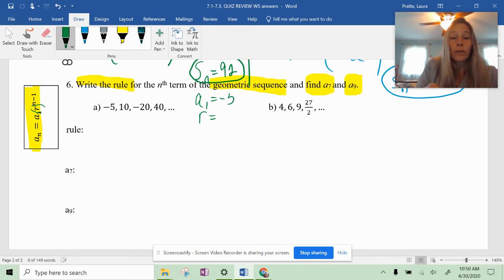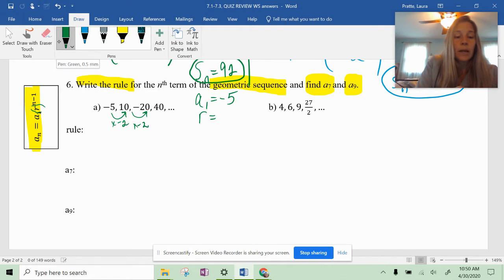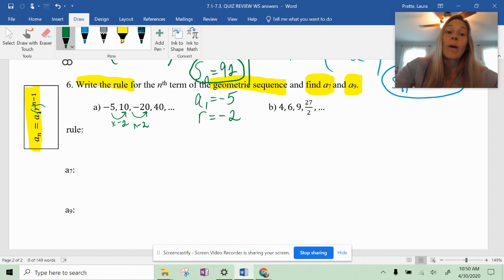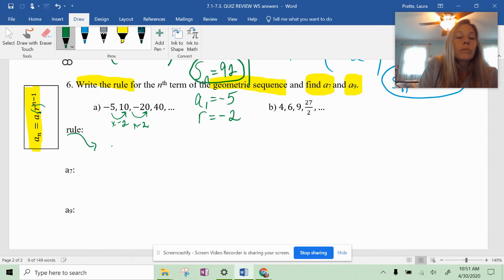So a sub 1 is the first term, that's negative 5. Now to get from negative 5 to positive 10, we would have to multiply by negative 2. And we would multiply by negative 2 to get from 10 to negative 20 and so on. So the r value is negative 2. You can also use that ratio method where you take the number and divide it by the preceding term. So 10 divided by negative 5, negative 2, or negative 20 divided by 10, negative 2. So to write the rule, you don't have to actually do any simplifying or anything, so you just plug it in. So the negative 5, parentheses, negative 2 raised to n minus 1.